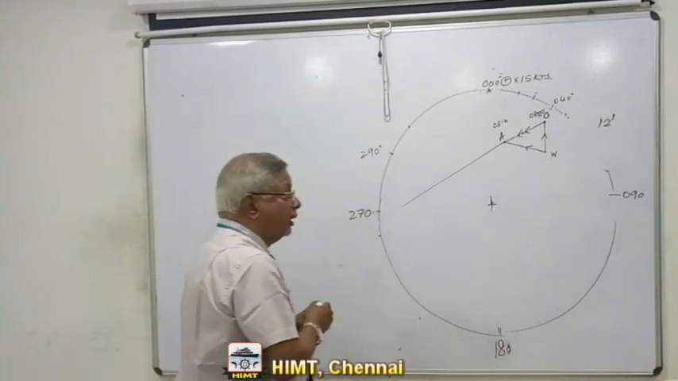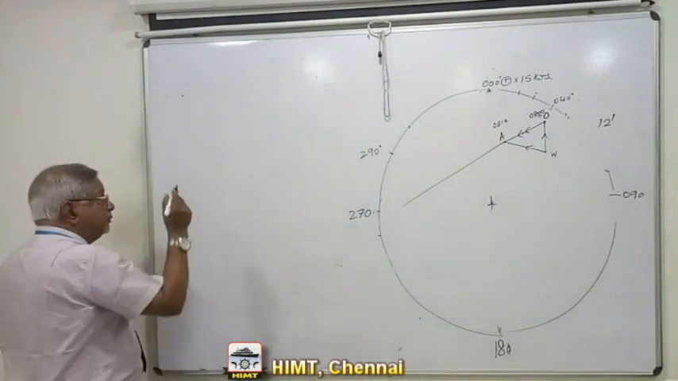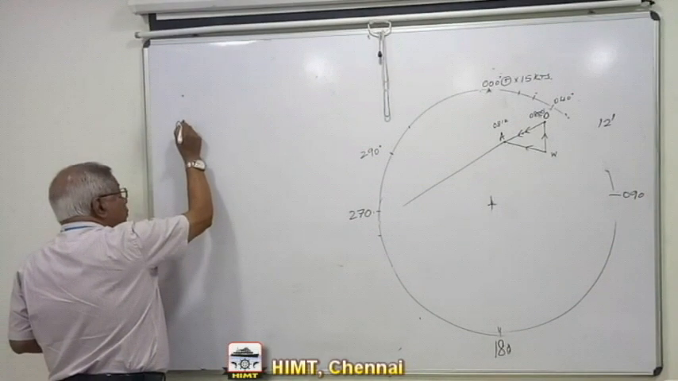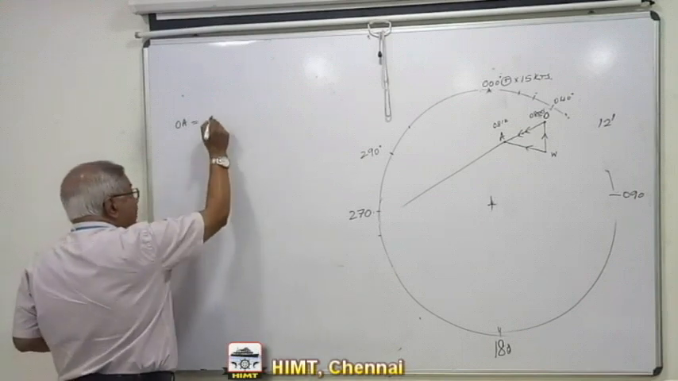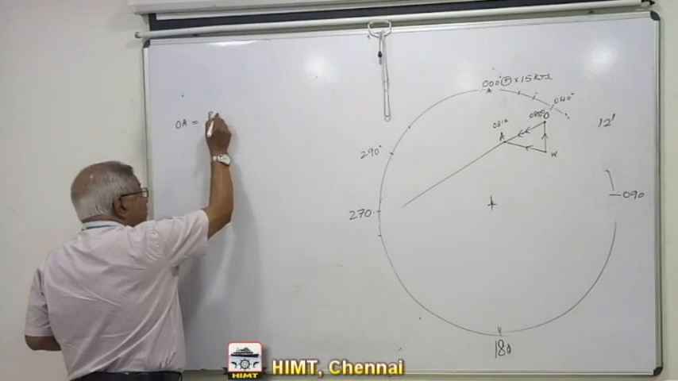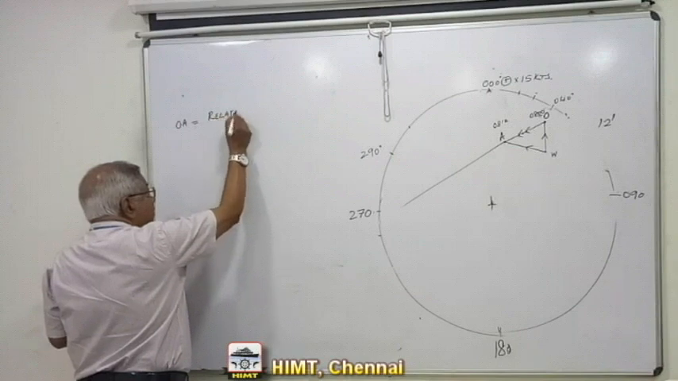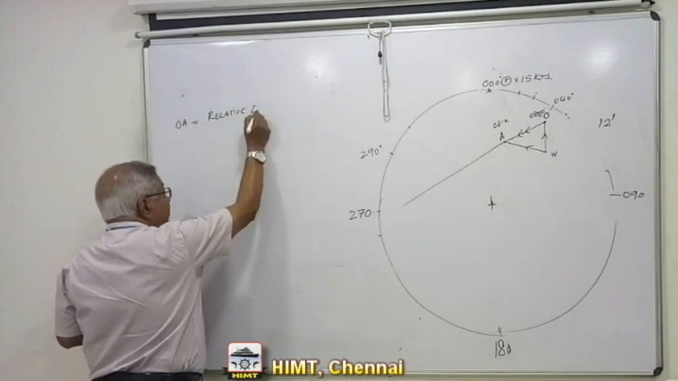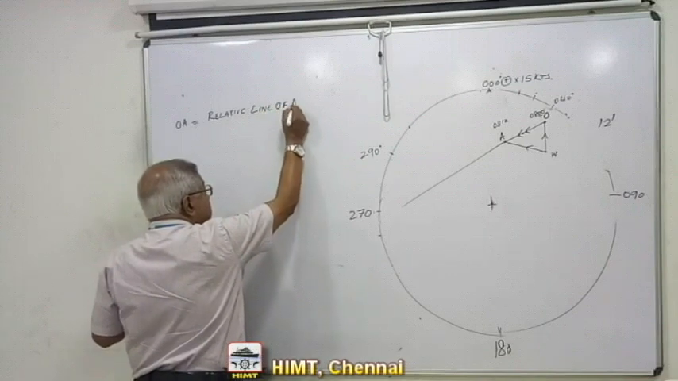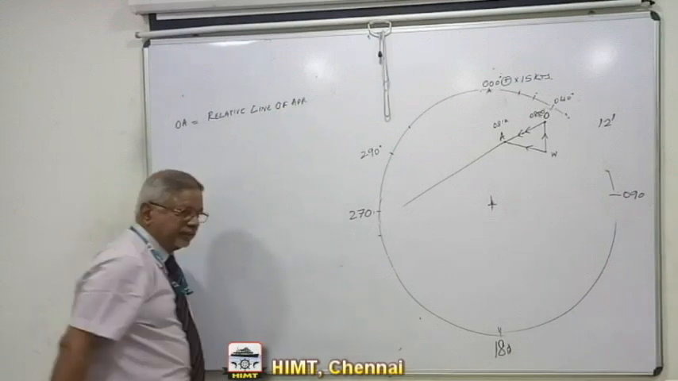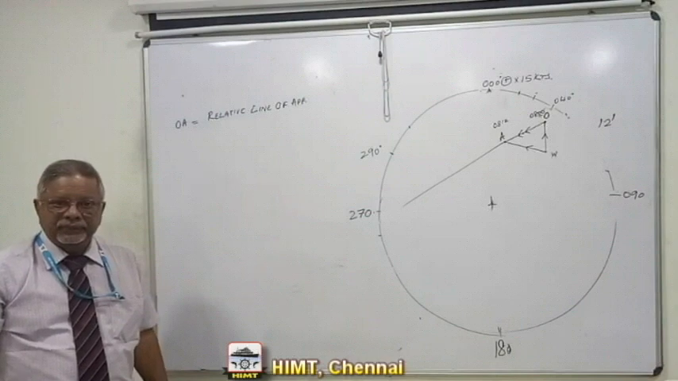Okay, so OA on the OAW triangle is your relative line of approach. Okay? Clear?